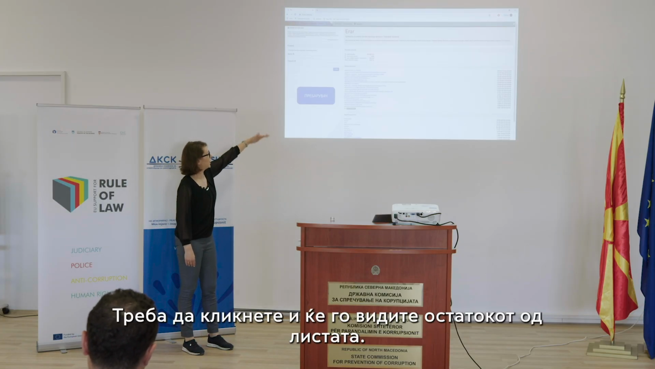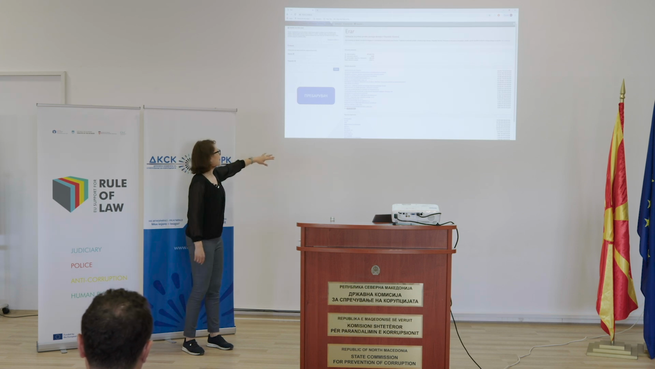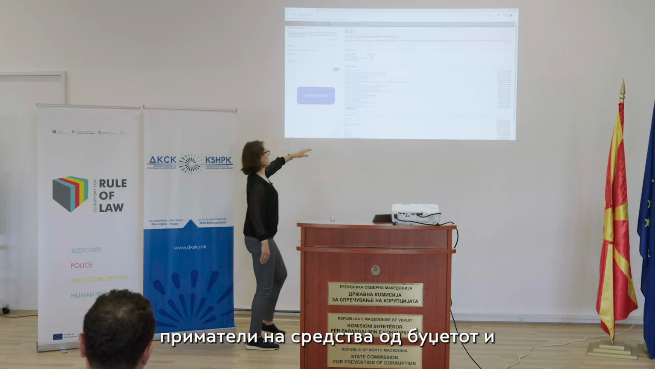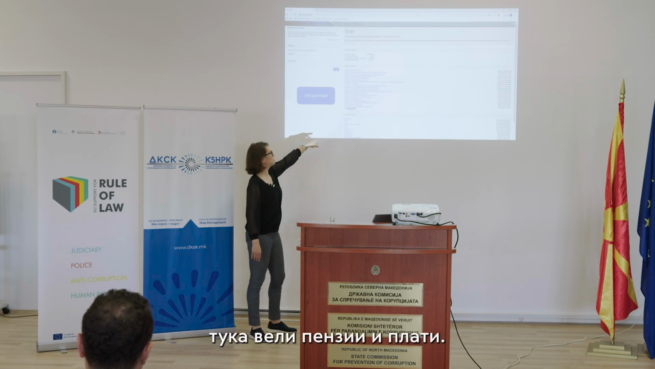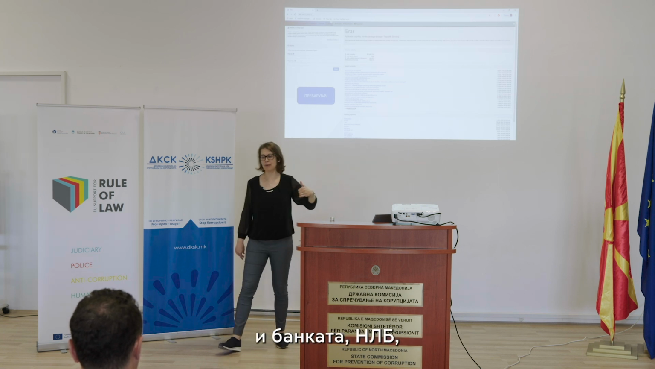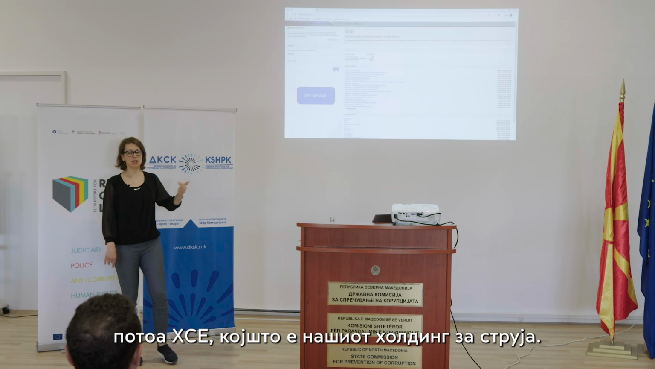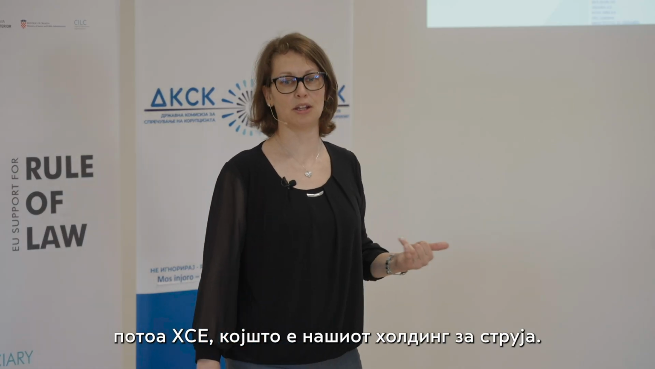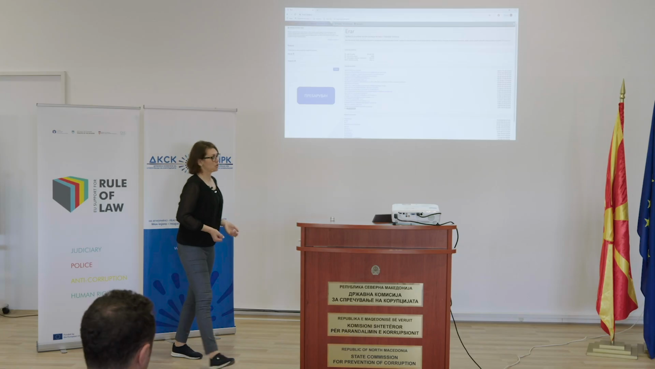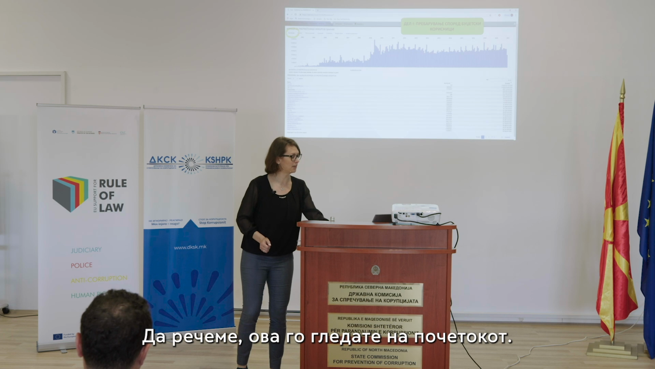Of course, you can click and get the rest of the list. And then below are the biggest receivers from the budget. It says salaries, pensions, salaries, and then it's this fund that I mentioned, and the Ministry of Finance, and the bank, NLB, and then HSE, which is our holding for electricity. Why? Because the public sector entities are paying the state-owned companies that are providing them with electricity and stuff like that. So this is, let's say, what you get at the beginning.